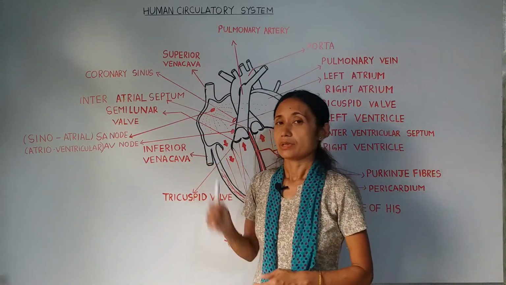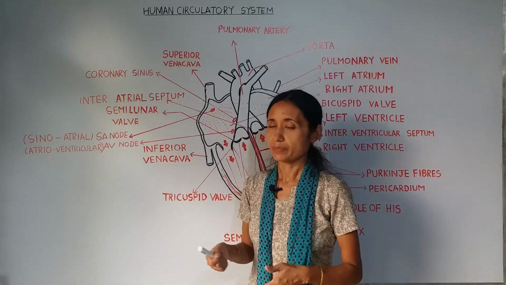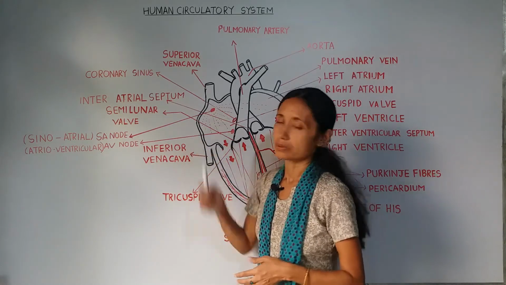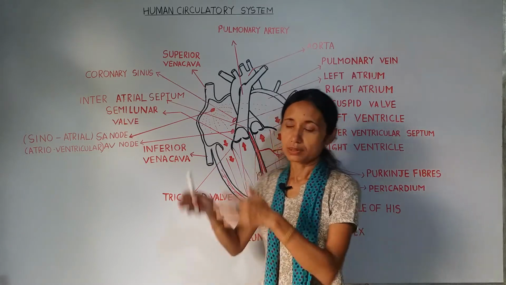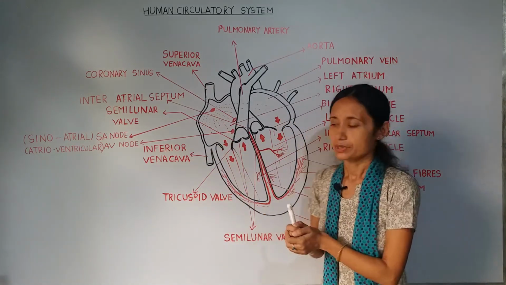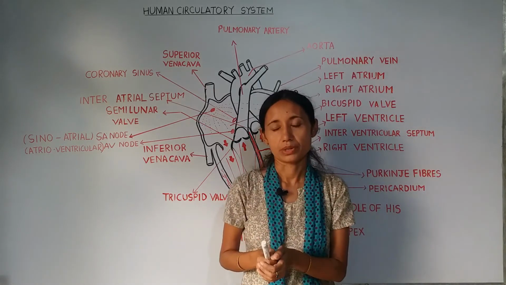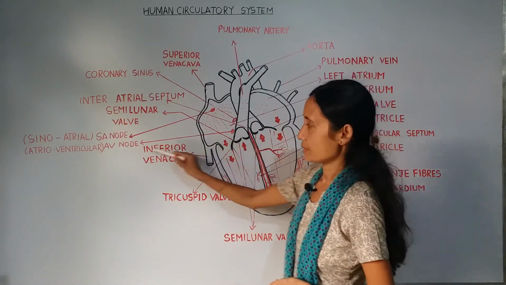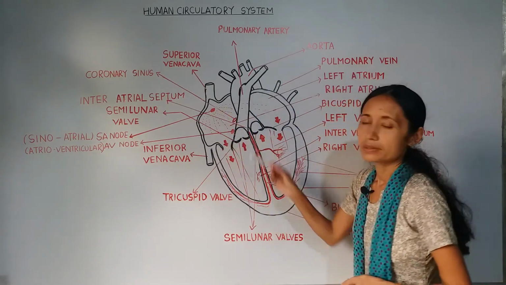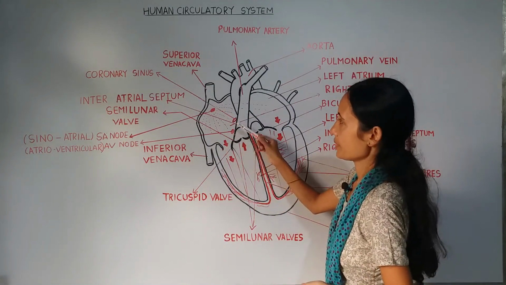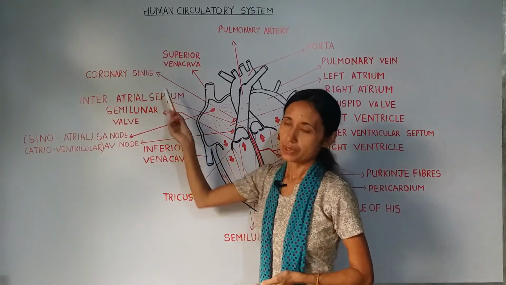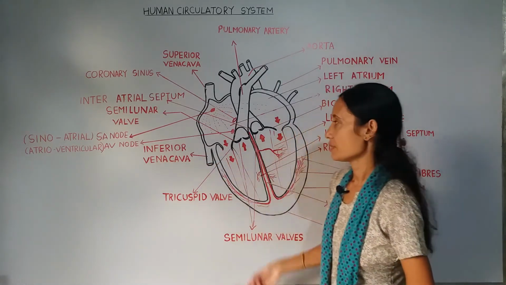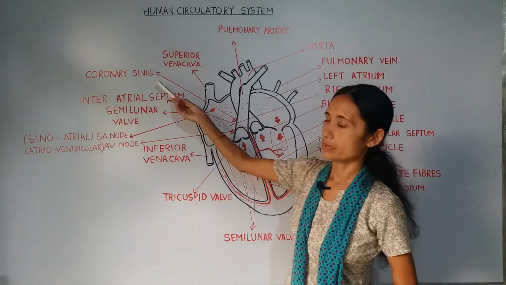But this sinoatrial node, also known as the main pacemaker of our heart, alone cannot spread the wave of contraction to the ventricles. So another node has to be there. There is another node called the AV node. It is also present on the wall of the right atrium, near the opening of the coronary sinus. So another mass of tissue called the AV node, atrioventricular node, is present just near the opening of the coronary sinus.